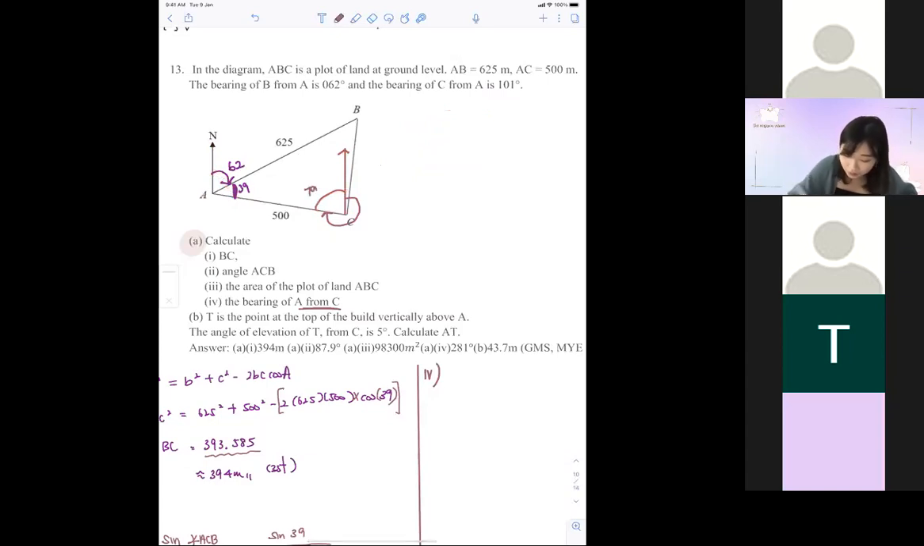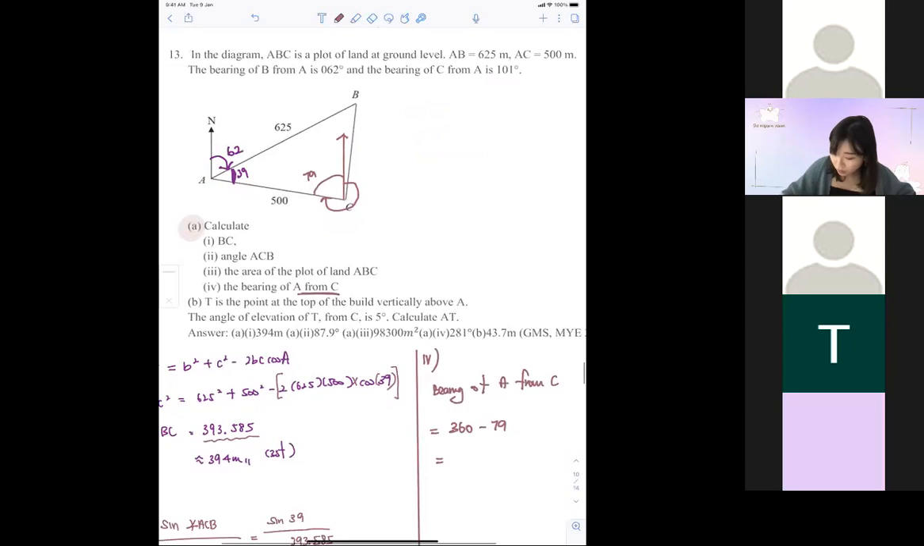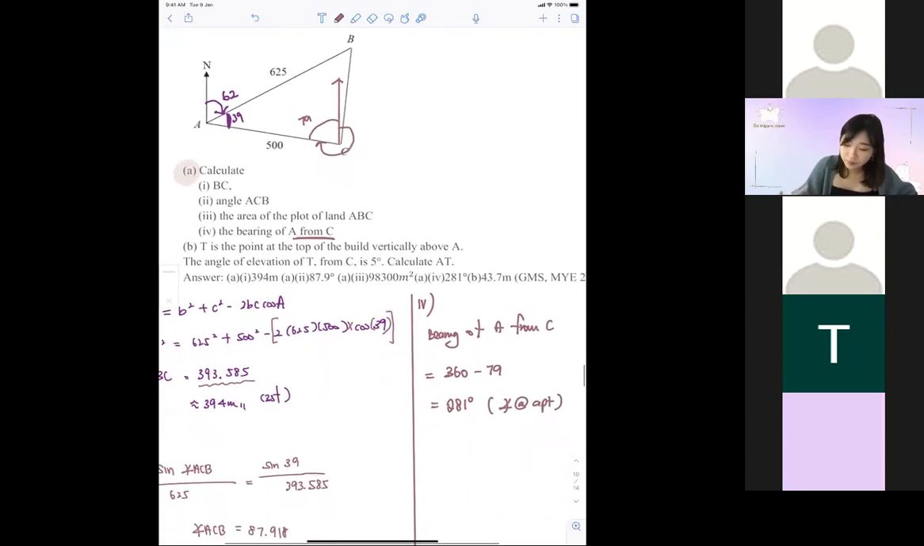Okay, we get 79. So the bearing of A from C is 360 minus 79. You get 281. This one has no decimal, don't need to put decimal. You know I put bracket for what? Oh, reason. The reason is angle at a point. Every time when you use, you must put the reason.